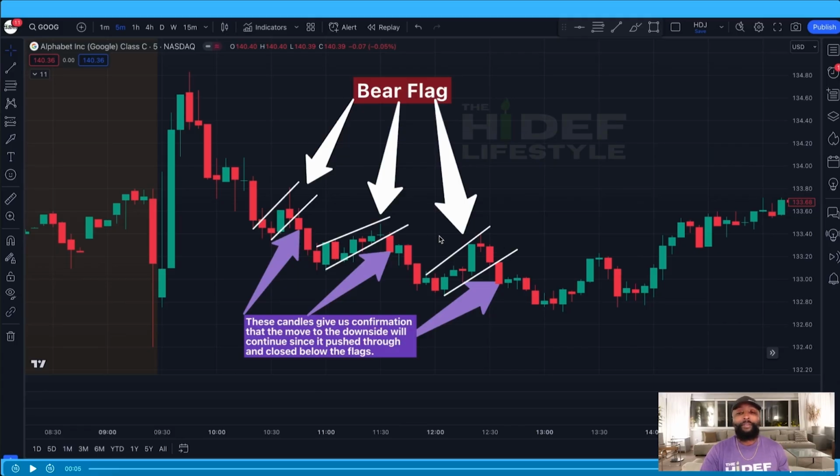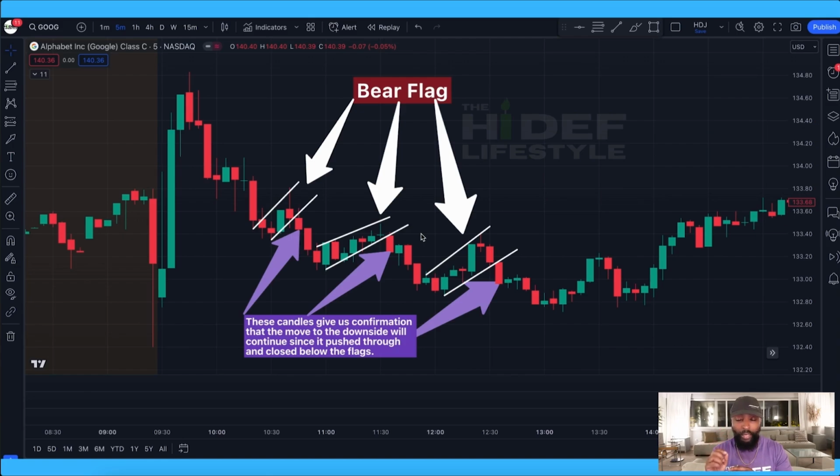So you can have multiple bear flags, you can have multiple bull flags, but we want to take entries after the flag is confirmed, and then we get extra confirmation with a bull flag when a candle pushes above the upper line of the bull flag, or when it comes to a bear flag, we want to see a candle break below the lower line of the bear flag. All of that gives us confirmation.